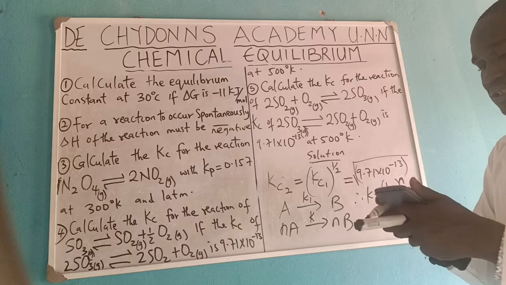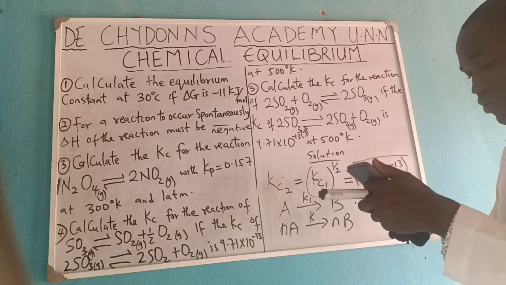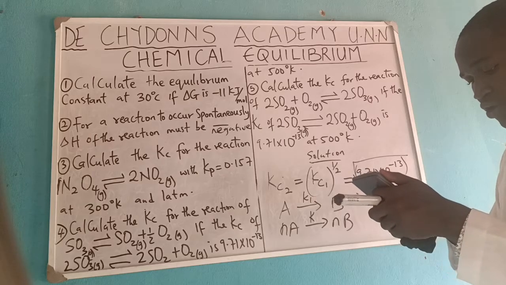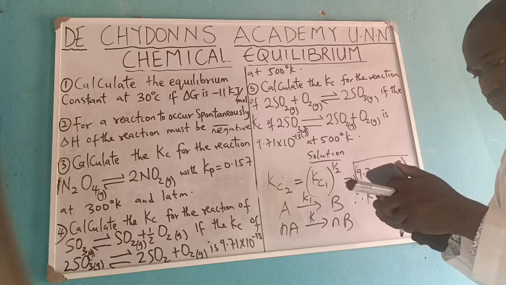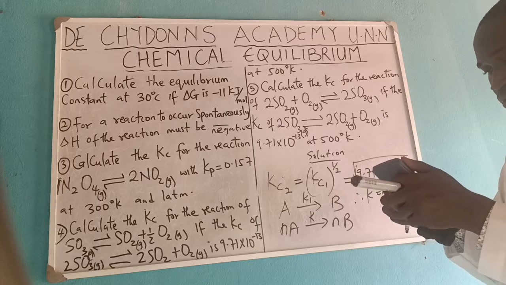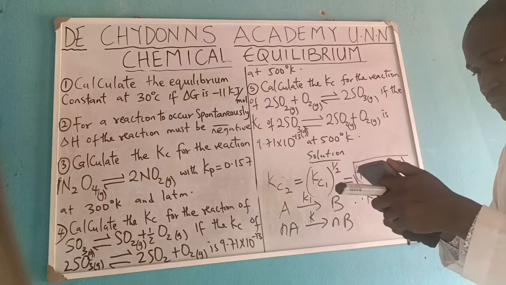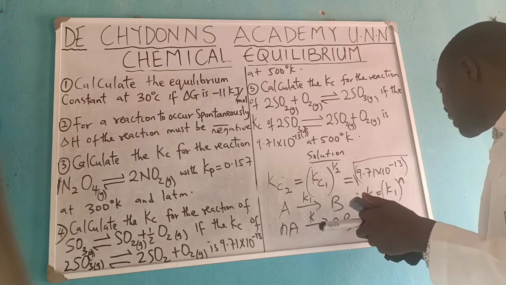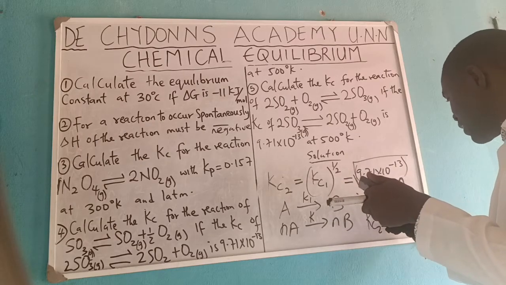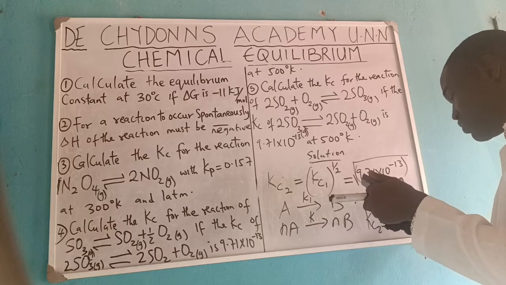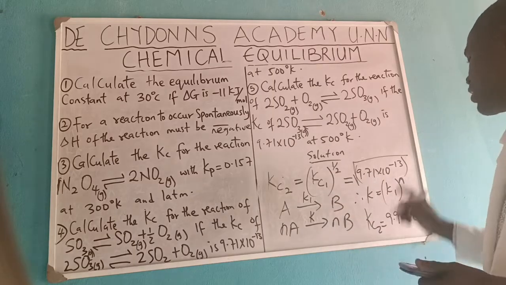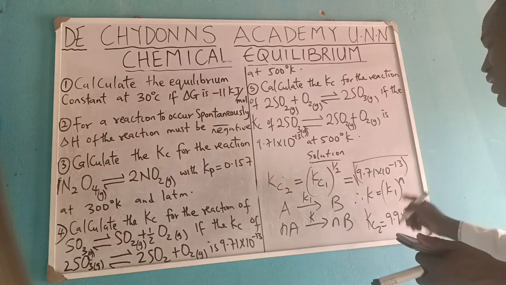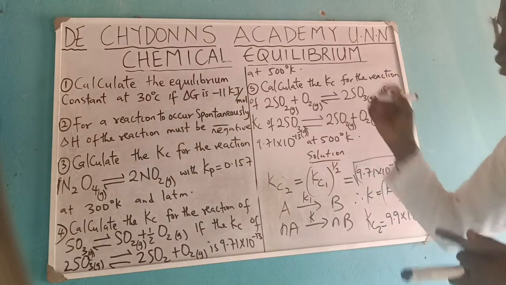Now the square root of this, let me use my calculator also. I will now say 9.71 times 10 raised to power of minus 13. That will be giving me that the answer is Kc2 equals 9.9 times 10 raised to power of minus 7. That is by approximation. That is for this. Go to question number 5.